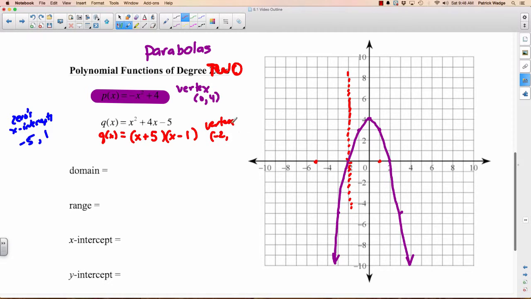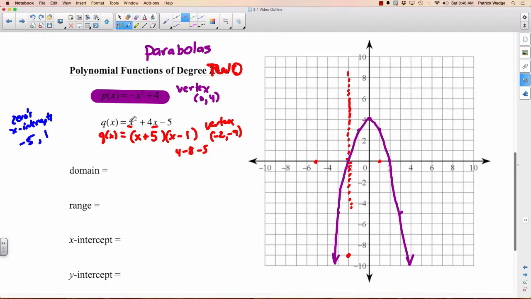How do we get the something? You put negative 2 into these spots here and here. So you get negative 2 squared, which is 4. 4 times negative 2 is negative 8. Then take away another 5. 4 take away 8 is negative 4. Take away 5 is negative 9. So negative 2, negative 9 is your vertex. That's way down here.